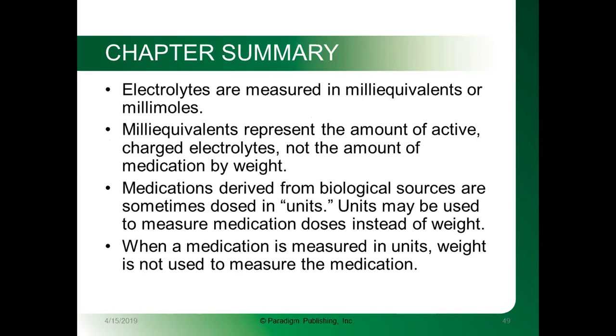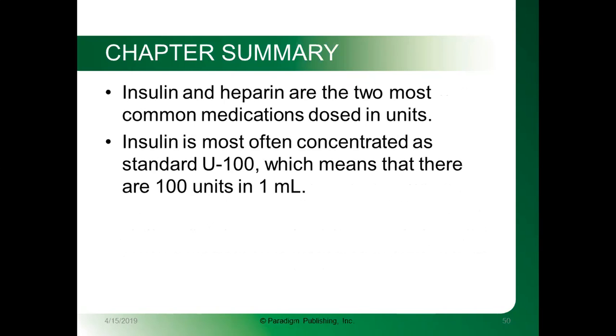Medications derived from biological sources are sometimes dosed in units. Units may be used to measure medication dosage instead of the weight. When a medication is measured in units, weight is not used to measure the medication. Insulin and heparin are the two most common medications dosed in units. Insulin is most often concentrated as a standard of units per 100, which means that there are 100 units in every milliliter.